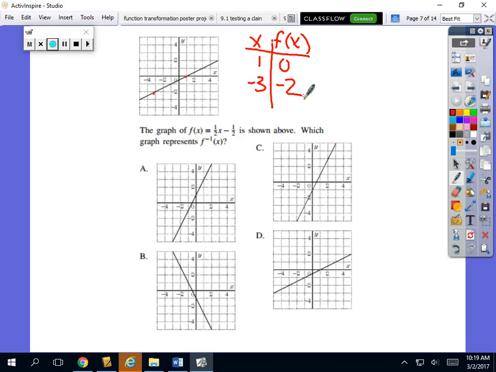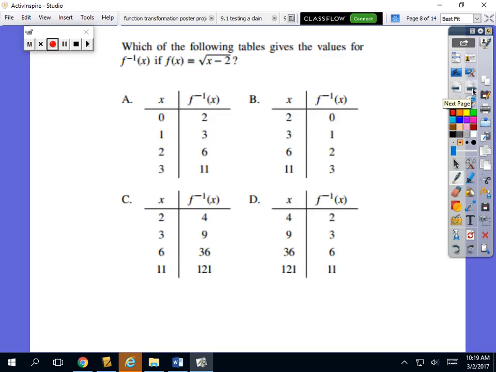(0, 1). So I see (0, 1) on this one. I don't see (0, 1) on any of the other ones, so it's got to be A. Just make sure you've got (-2, -3), which you do. So that's your answer.